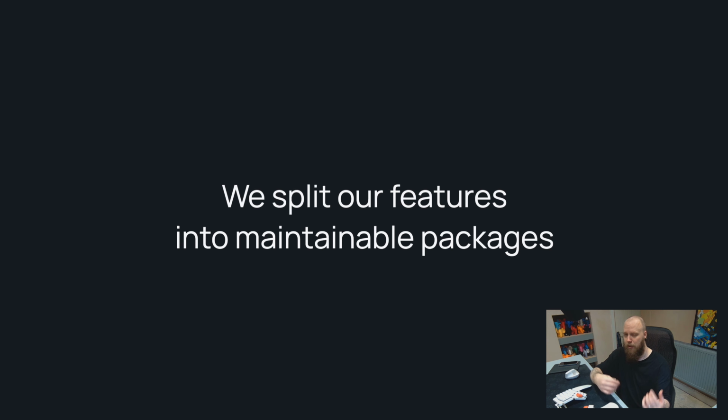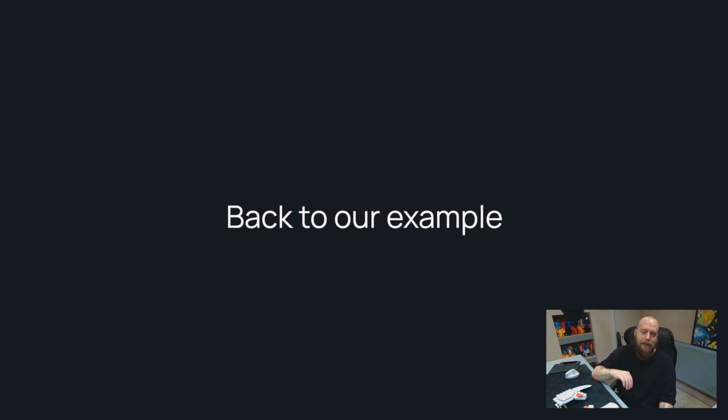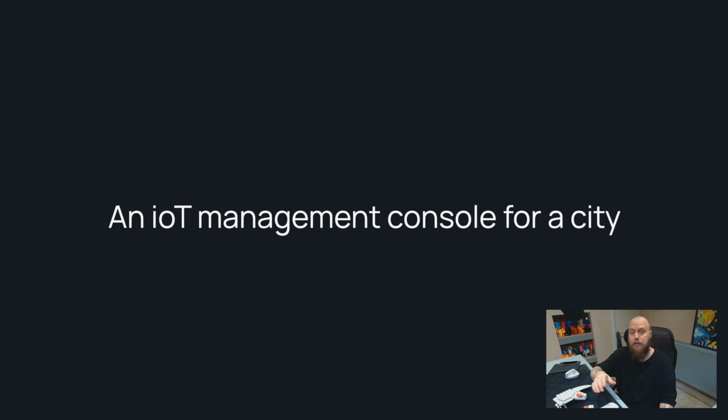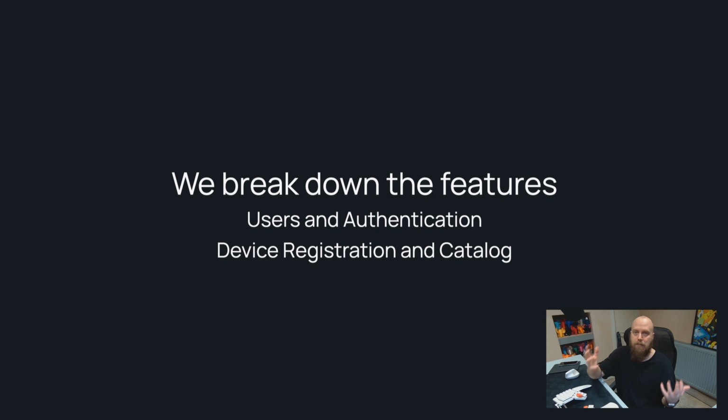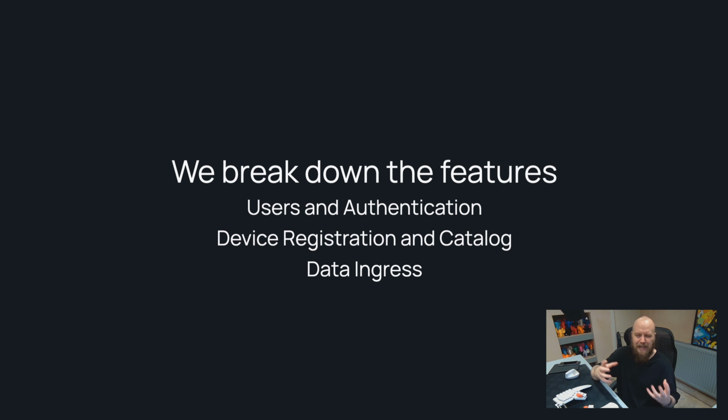Simple, right? Let's go back to the example. It's an IoT management console for a city. So we're going to break down the features. We've got users and authentication, device registration and catalog, data ingress. We've got some basic things that we know we're going to want to achieve with our application. We want to start breaking these out into packages. So how can we do that?